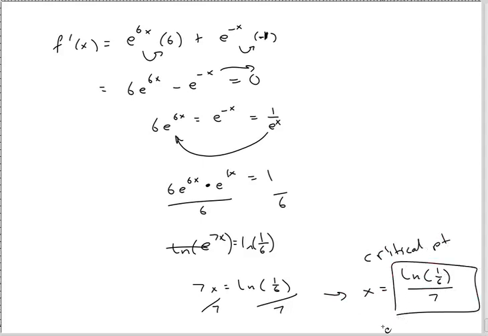Yes! Isn't that so nice of them? It's not just something easy. No, we don't want easy. We want ln of 1/6 over 7.